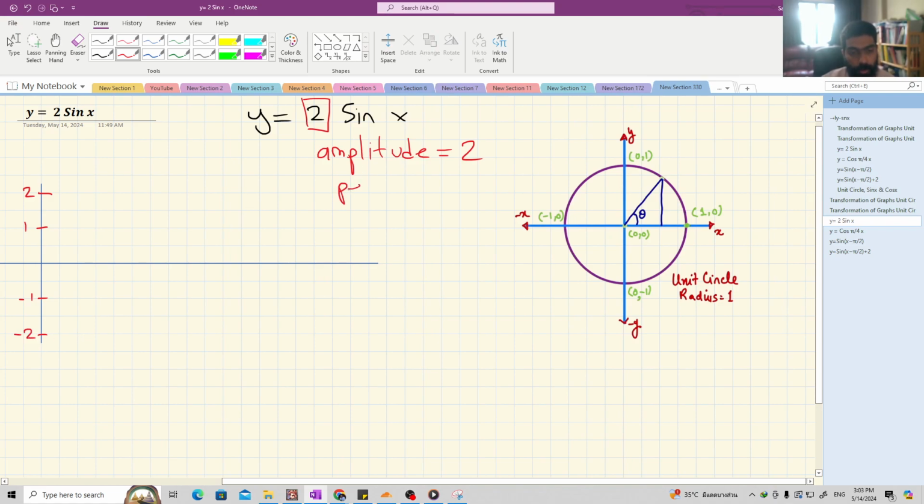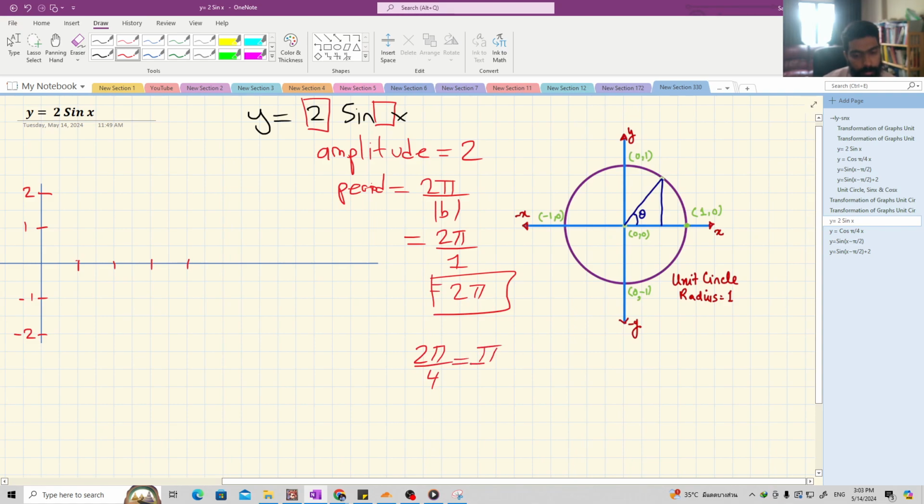Next, we are going to go ahead and find our period. How do we find the period again? We're going to take 2 pi divided by the absolute value of b, right? Now, in this case, b has a value of 1 again, by looking at the term in front of x. So we have 2 pi divided by 1, which is again equal to 2 pi, right, guys? Now, dividing it by 4, since I want to divide it into 4 parts, 2 pi divided by 4 is equal to pi over 2.